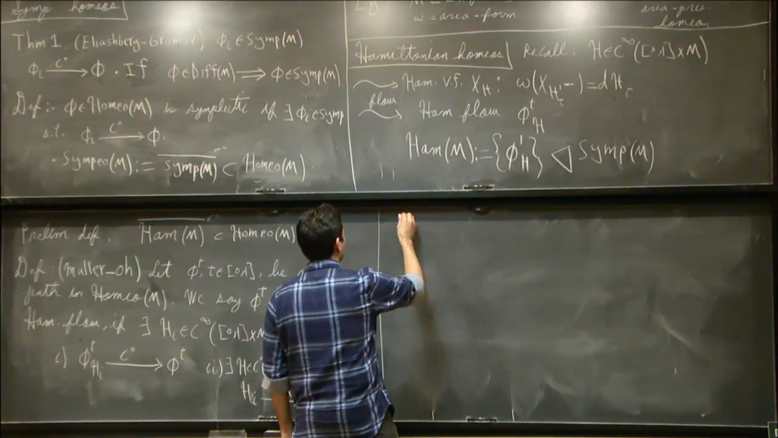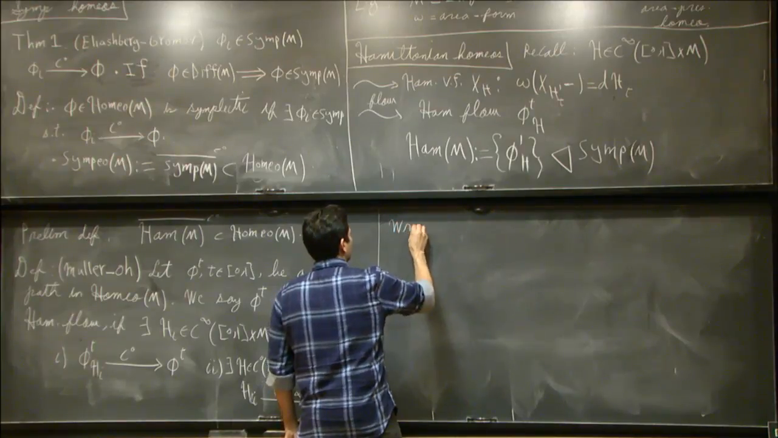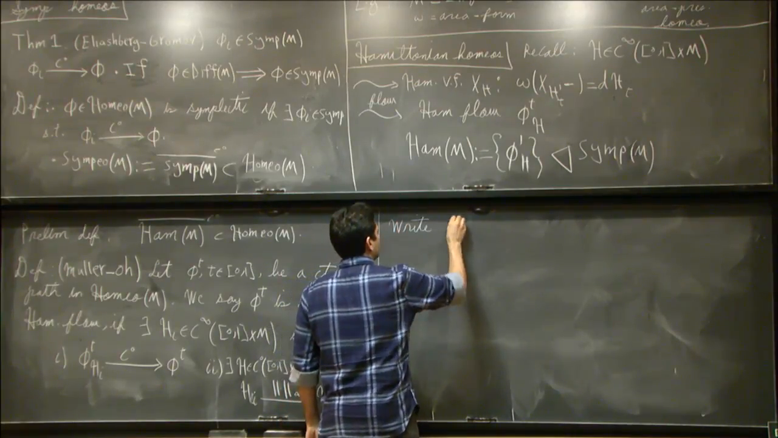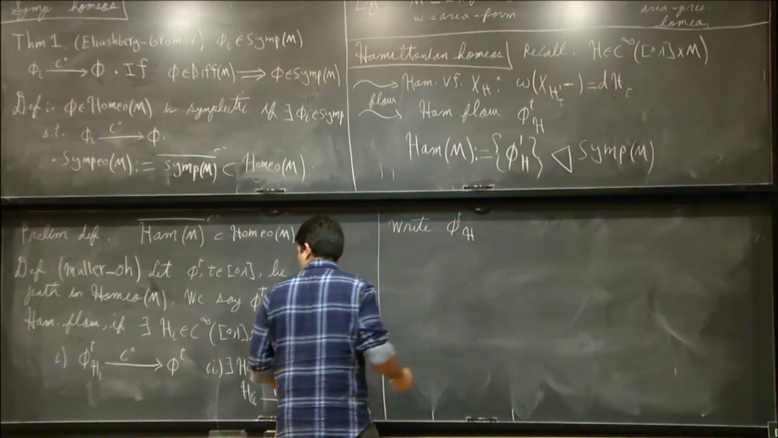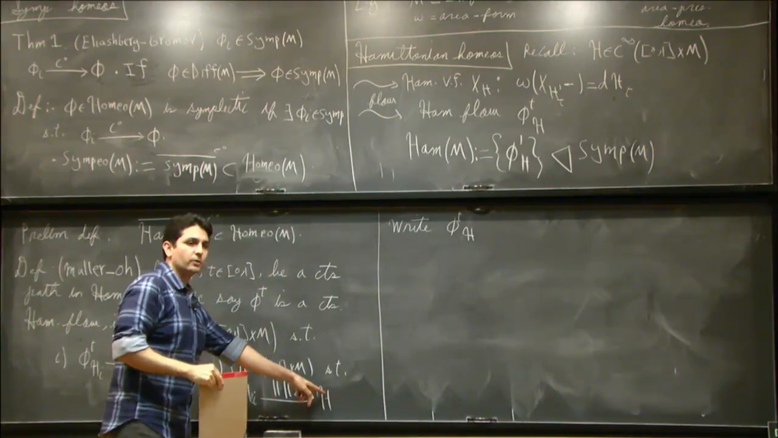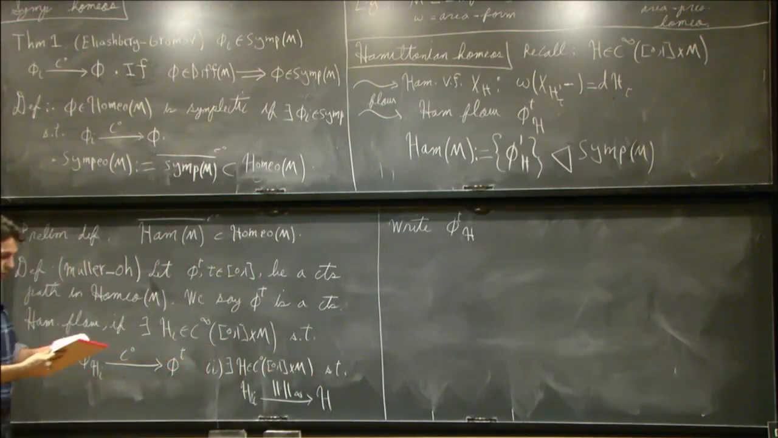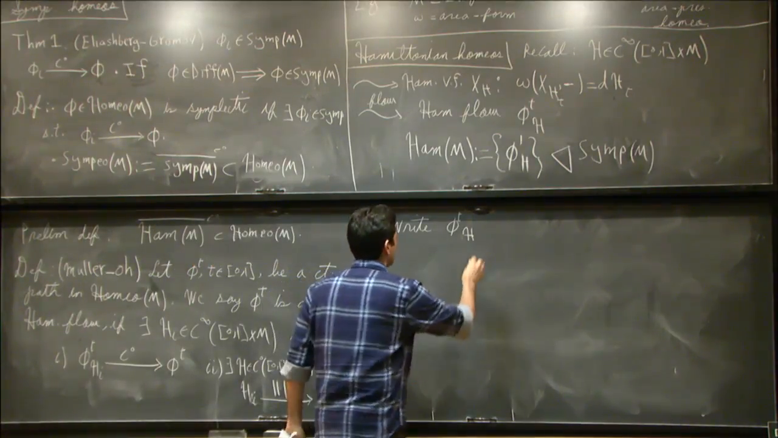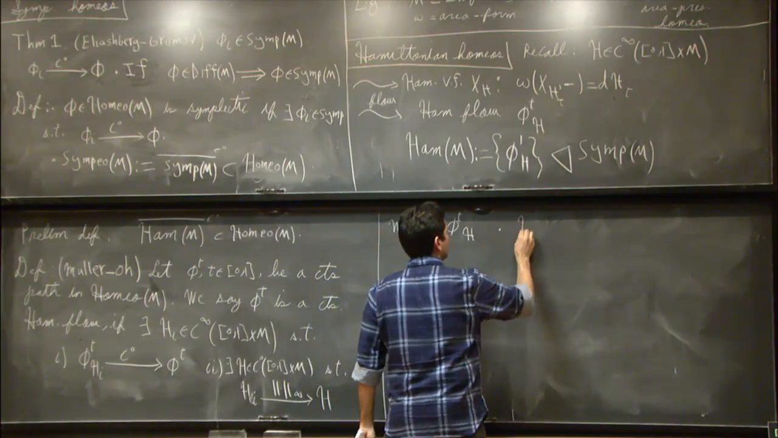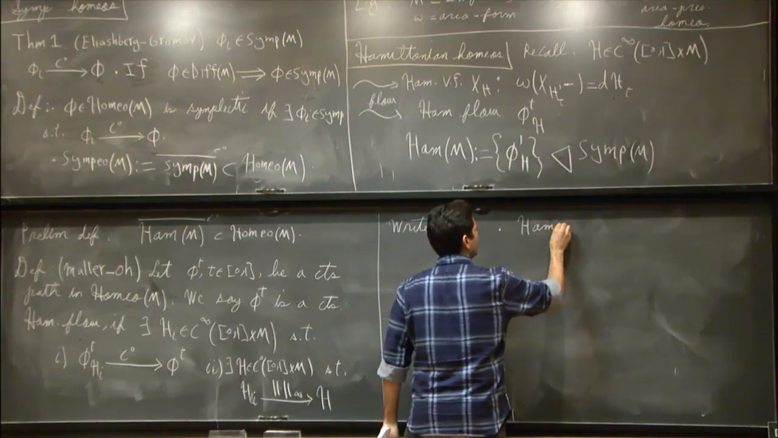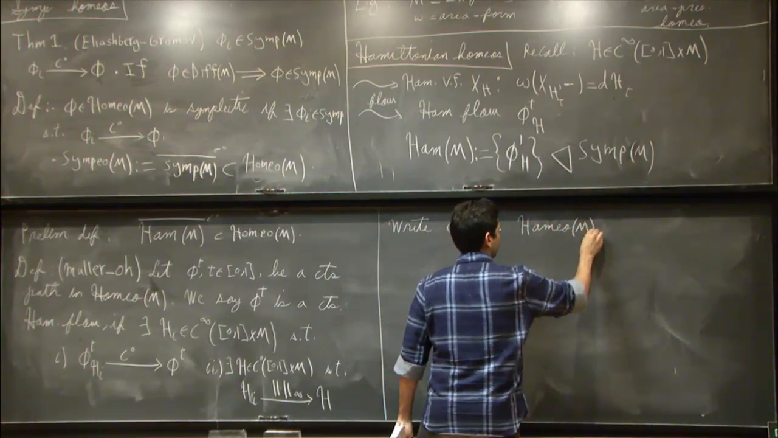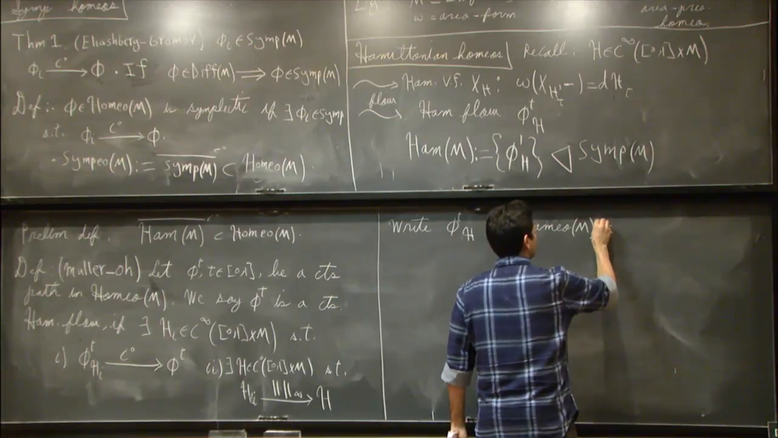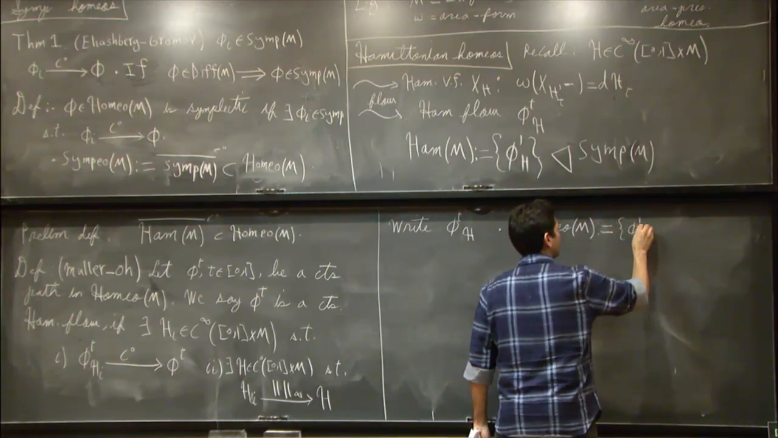Often you write phi t sub h for the path and the associated Hamiltonian, just to mimic the smooth notation. And then you could probably guess what the set of Hamiltonian homeomorphisms is going to be. Hameo of M is just the set of time one maps of such things.